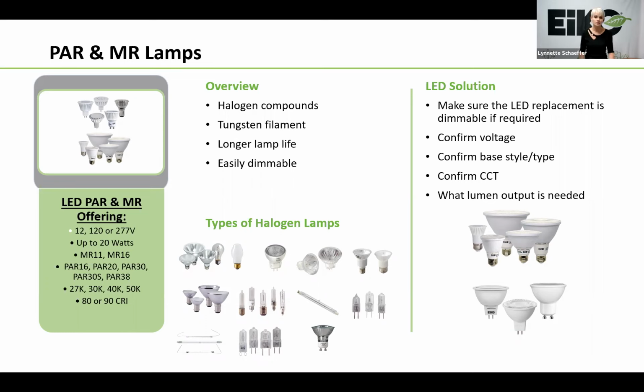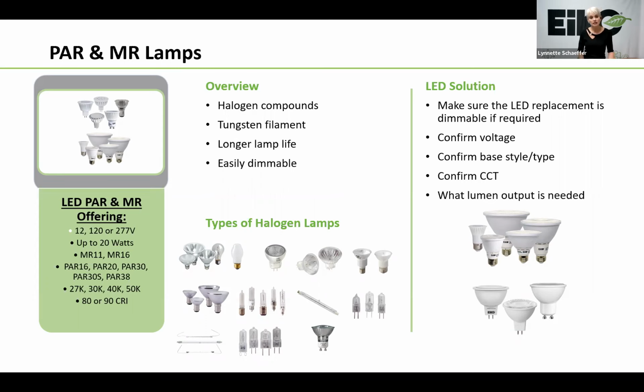Now, many halogen lamps can be replaced with LEDs, but keep in mind, not all LED halogen lamps work on dimmable circuits. So you will want to understand what that means, and you're going to learn about that in a little bit. But at any rate, when upgrading to an LED solution, make sure the LED replacement lamp is dimmable if you require dimming. You've got to confirm the voltage, whether it's 12, 24, 120, 277 volt. You also have to confirm the base style and type, the color temperature required, and determine what lumen output is needed.